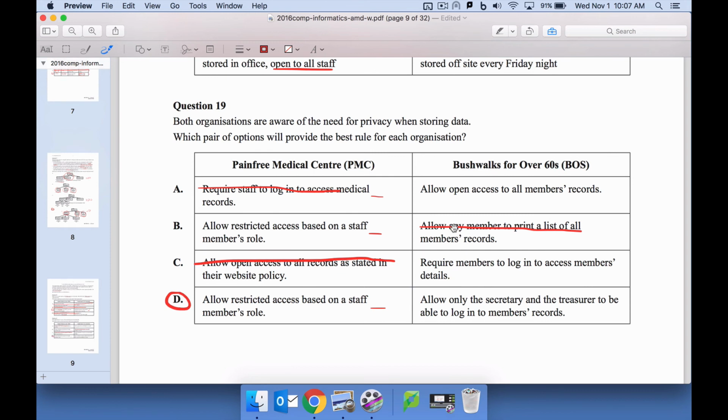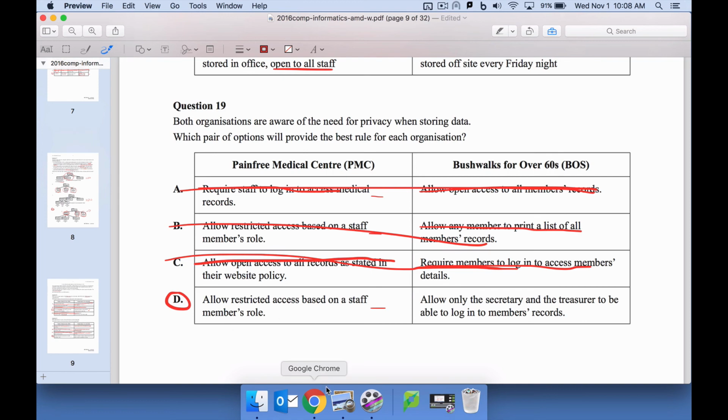Let's read them just out of curiosity. Allow open access to all members' records. Definitely not. So that would confirm it's definitely not A. Require members to log in to access members' details. Let's assume that would be for all members and all details of all members. So no, that's probably not that one either. So cross all that one off, and of course we cross that one off because that's a no-go. So the answer we can confirm is D.